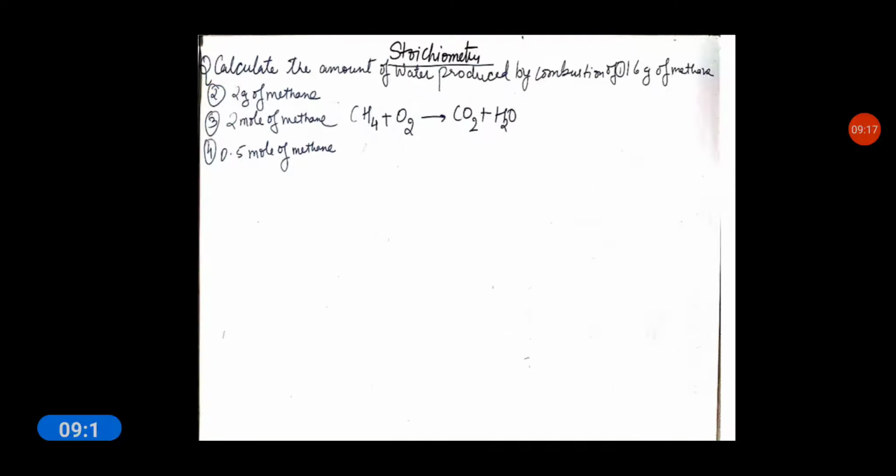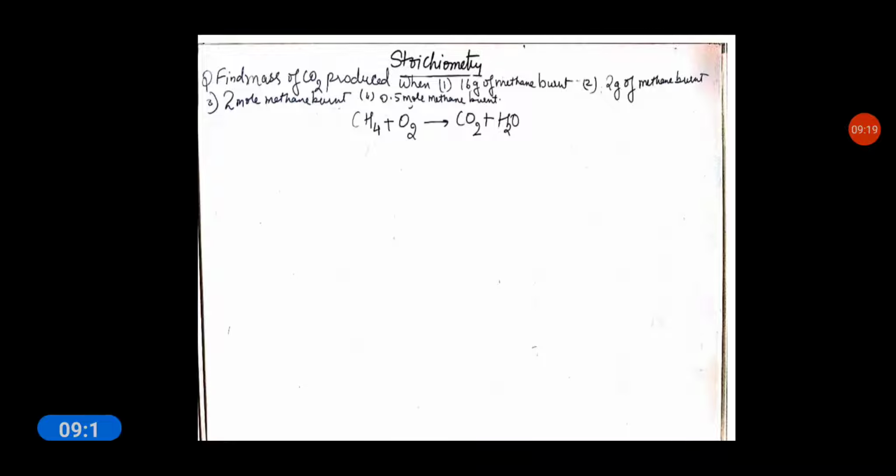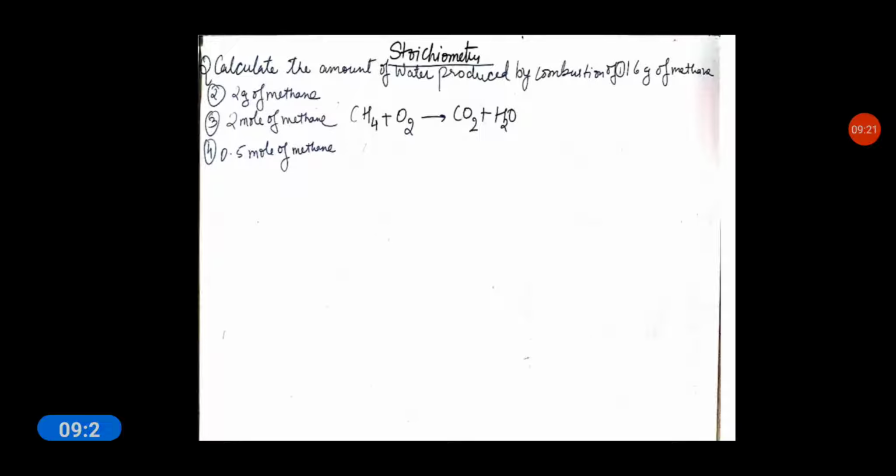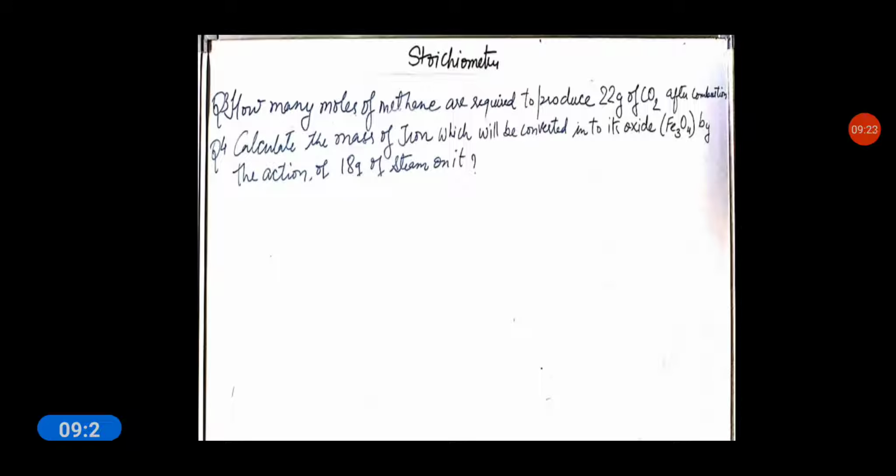Same equation you have to use. And the next question is, calculate the mass of iron which will be converted to its oxide Fe3O4 by the action of 18 gram of steam on it. This is the NCERT question. Try to solve it.